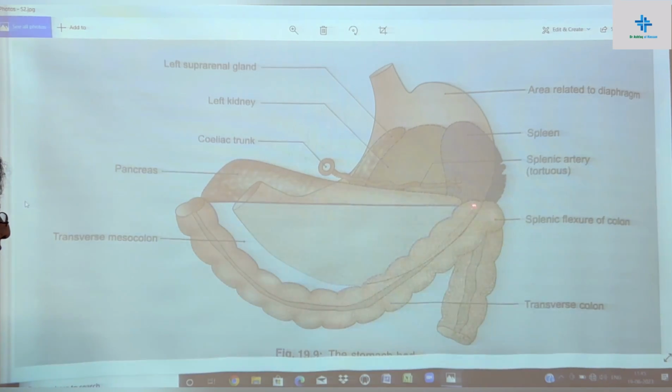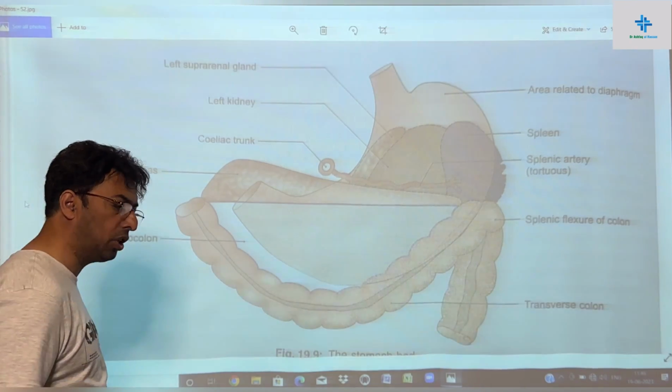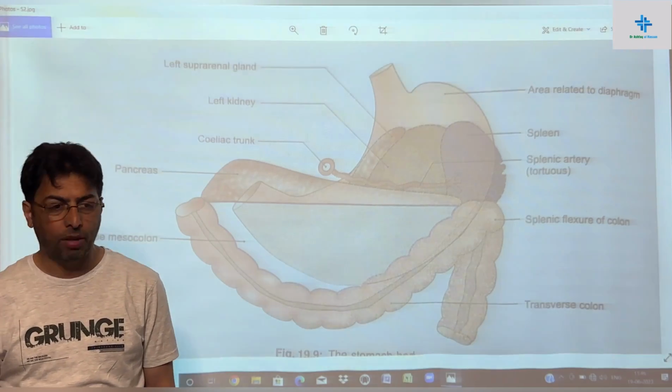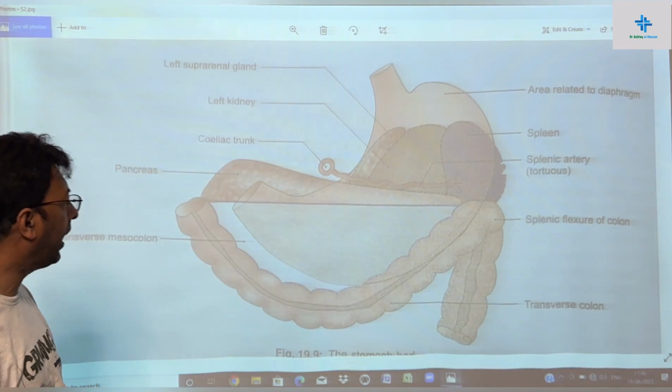And the splenic flexure of the colon, which is a bit avascular part of the colon, also lies in relation to the stomach. And from the hilum of the spleen exits this tortuous artery, the splenic artery, and the splenic vein exits from it. The splenic artery forms a direct posterior relation of the stomach, or these are the structures which constitute the stomach bed. Very important from an academic viewpoint.